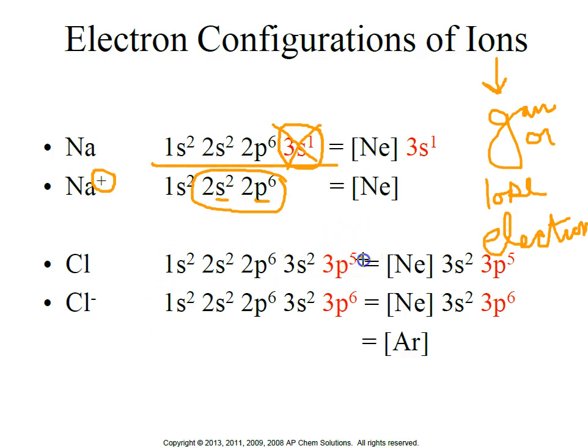So it goes from 3p5 to 3p6. And if we look at that, that makes 3s2, 3p6 for a total of 8 valence electrons. So these two elements accomplish their octet in 2 different ways. Sodium is going to lose 1, so then it has a full outer shell when it gets rid of the 3rd energy level, and chlorine is going to gain 1 to fill that 3rd energy level.